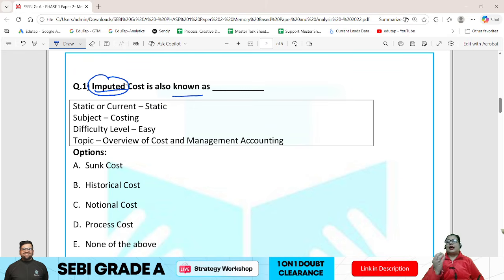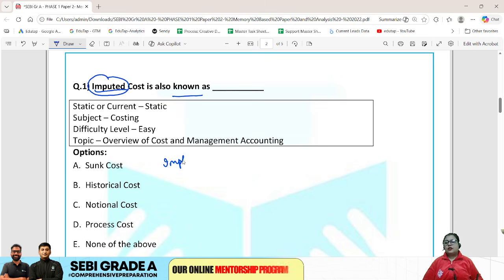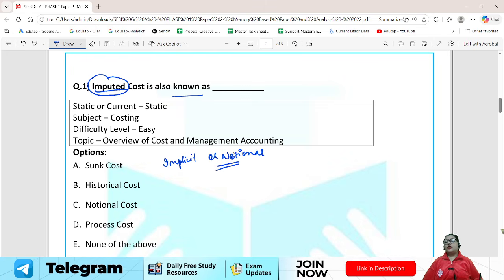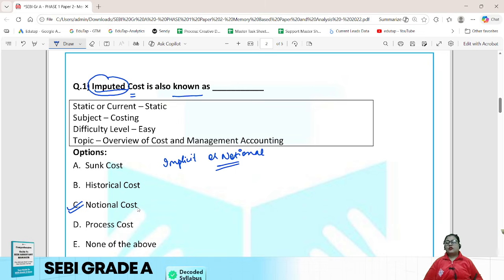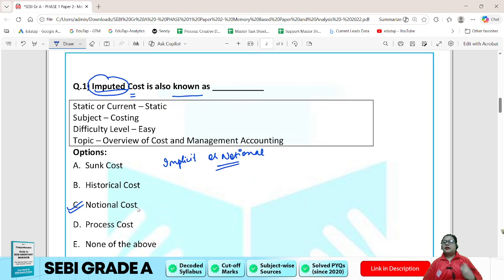Imputed means जो अभी actually cost नहीं है आपकी. So basically imputed means either implicit or notional, है ना? Implicit or notional, ये जो है ये extra words हैं जो हम imputed cost के लिए use कर सकते हैं. So what is it? In the options it is given sunk cost, historical cost, notional cost, process cost and none of the above. So yes, the answer is notional cost, basically because this is not the actual cost, we don't pay it out of our pockets. So this is notional. ठीक है, actual नहीं है, ये notional है.